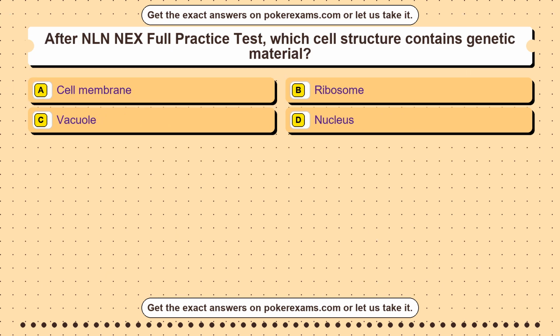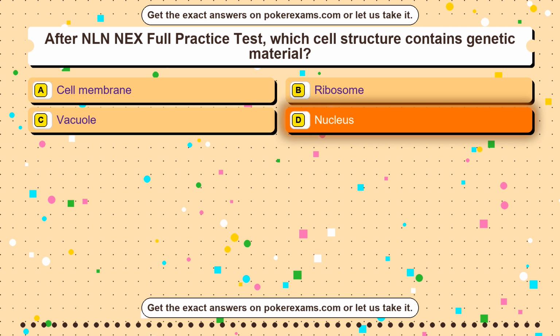Question 26. After get functions practice, which value is 40% of 50? Option A, 40. Option B, 45. Option C, 90. Option D, 20. The correct answer is option D.